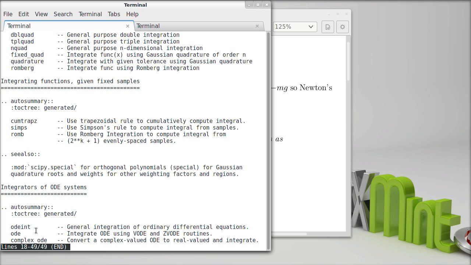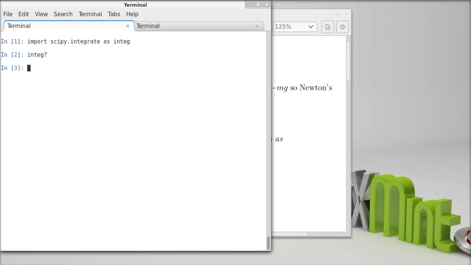In fact, there's not too much listed here, and the only thing that we're going to talk about is odeint. This is the general integration routine for ordinary differential equations, and will be sufficient for our purposes. There are more things that we could use, such as ode and complex_ode, but we're going to focus solely on odeint.